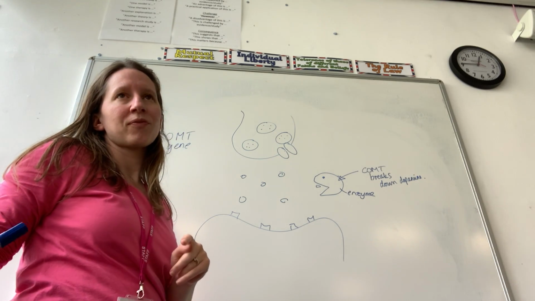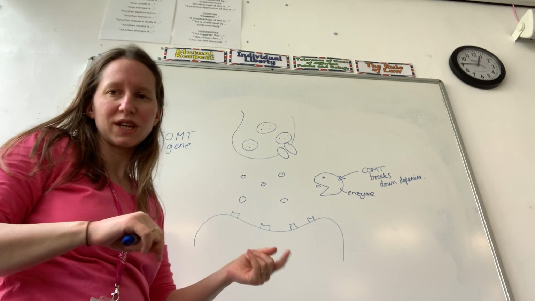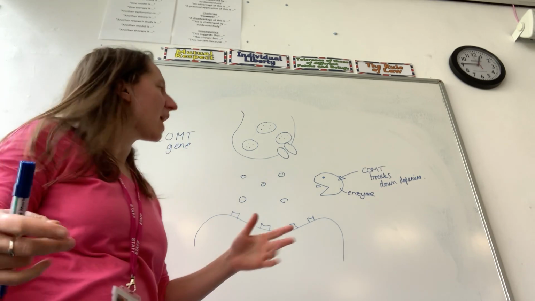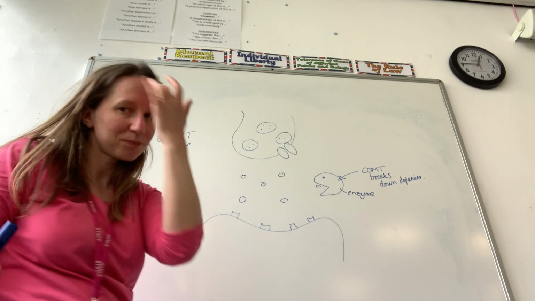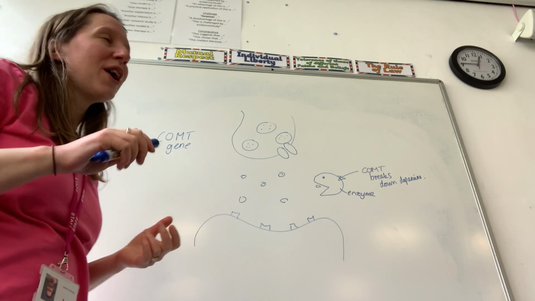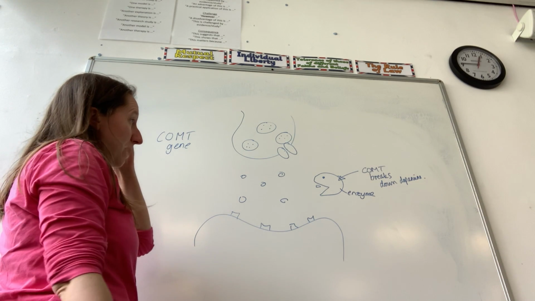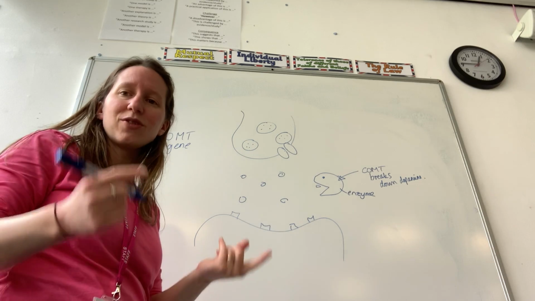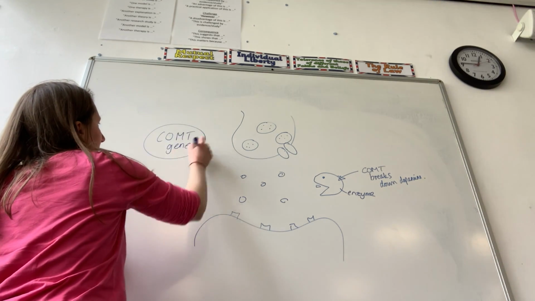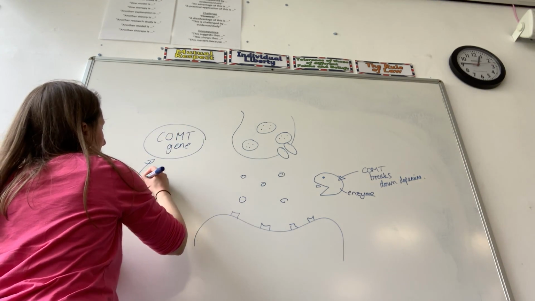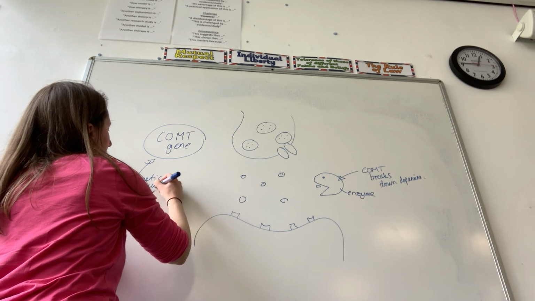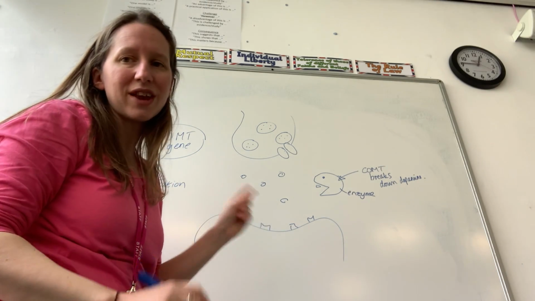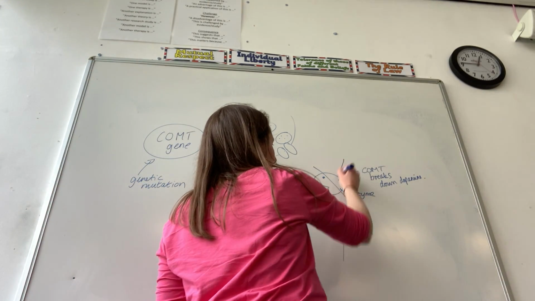But the thing that regulates our actual COMT is the gene that's within our genetic material, and that determines how much COMT gets produced. Now, in someone with OCD, what happens is there's not enough. There's a genetic mutation in the COMT gene. So the COMT gene has a genetic mutation, and that means that not enough COMT is produced.